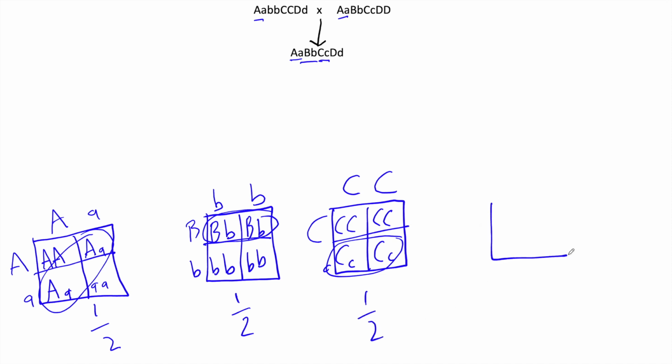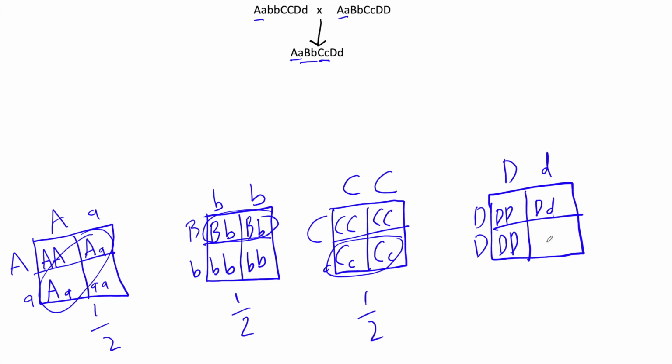Then I do the same thing for the D's. For the D's, one parent is big D, little d. The other parent is two big D's. Fill it in: big D big D, big D big D, big D little d, big D little d. And I ask, what's the chance of being a heterozygote again, big D, little d? That'd be 1/2. So that's the chance for each of these genes individually.